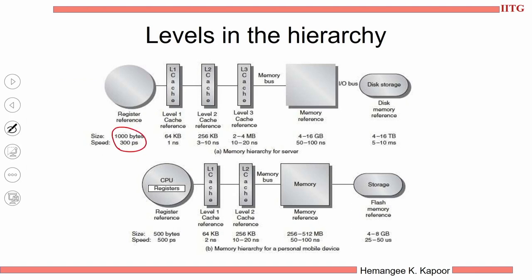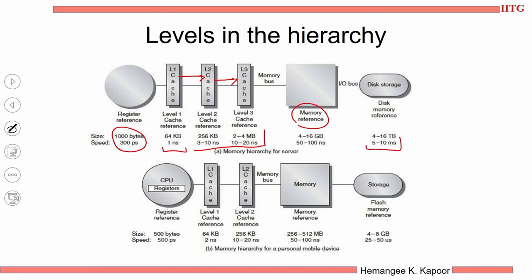So this slide is showing some values related to servers, and at the bottom part of the diagram we have personal mobile device related parameters. So the registers are the fastest, they store very little information but very fast. Then you have the first level cache, which can be accessed within less than nanoseconds, moving from L1 to L2, which is the second level cache, and then to the third level cache. We remain in the range of nanoseconds here. Once we go to the main memory, which could be DRAM or any other type of technology, the main memory references are slower, and further the disk storage is even slower.